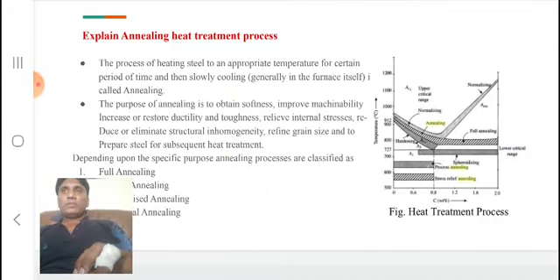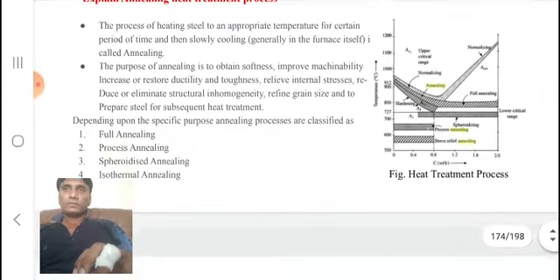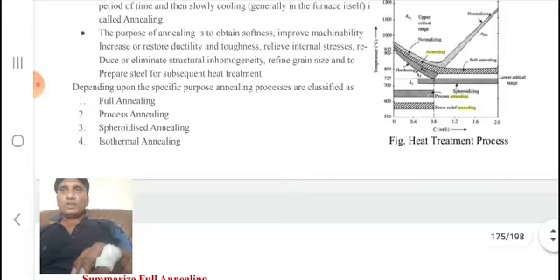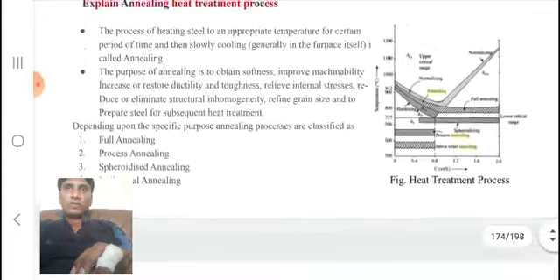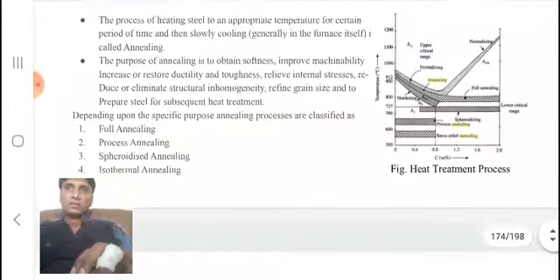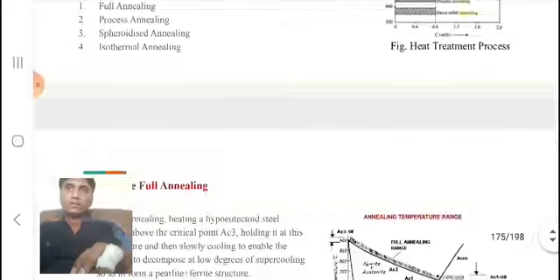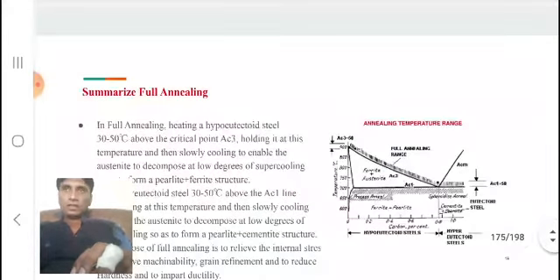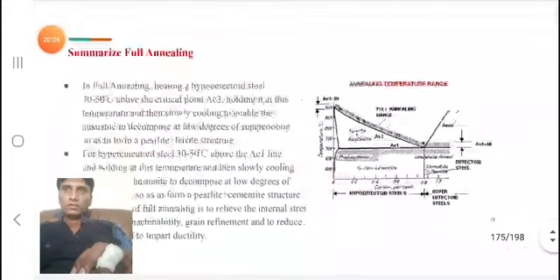So depending upon the specific purpose, annealing processes are classified as full annealing, process annealing, spheroidized annealing, and isothermal annealing. Before discussing these four annealing processes, let us go through the first annealing process, that is full annealing.